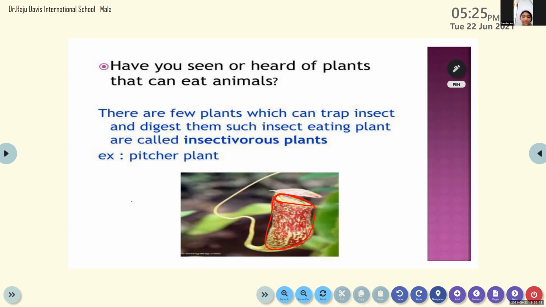This is what is known as a pitcher. The word meaning of pitcher is in the shape of a container. It just looks like a glass, right? So here the leaves are reduced in the form of a pitcher. That is why we call it the pitcher plant.